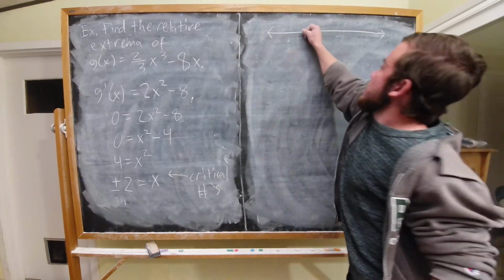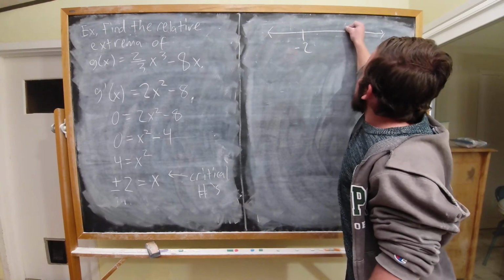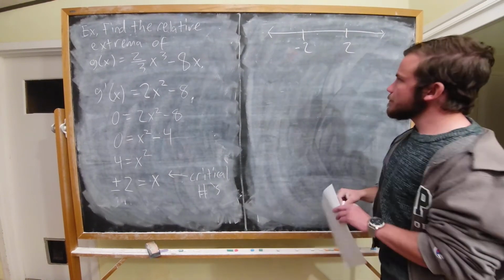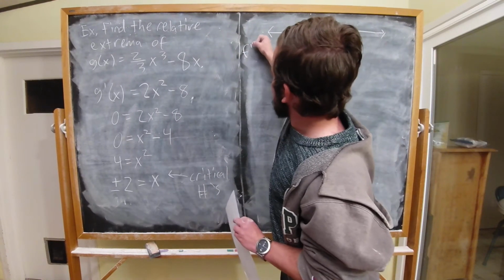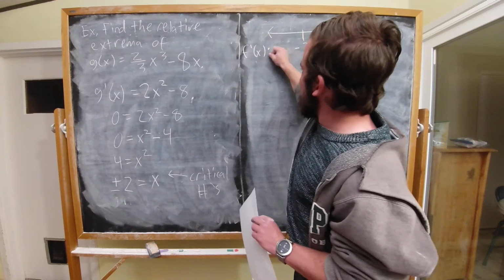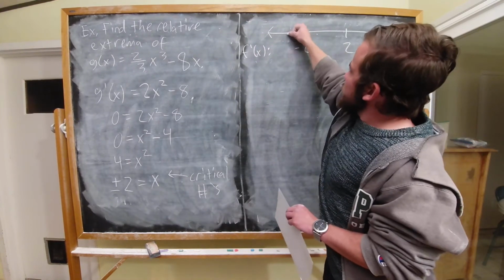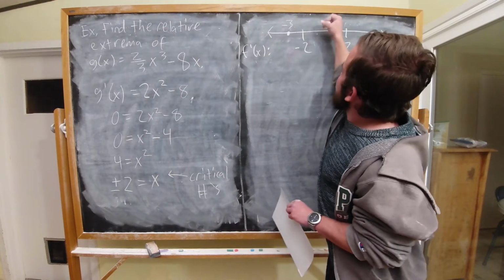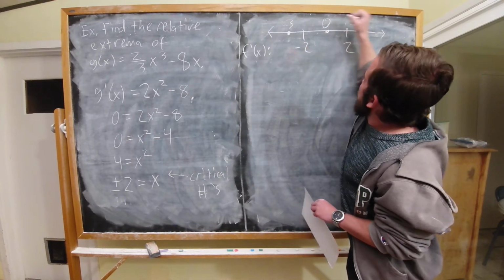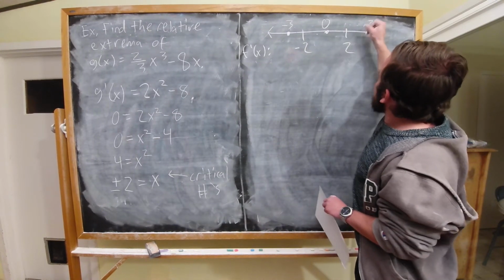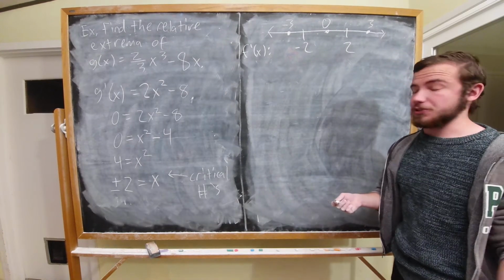Critical points are -2 and +2. Let's examine the sign of f prime of x on those intervals. Test points, let's just choose -3, 0, and +3. Again, completely arbitrary choice.